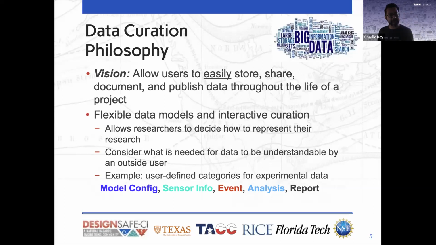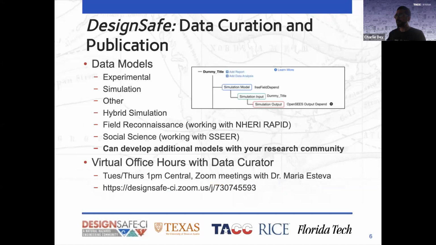And of course, you're going to be categorizing your data as well. The categories are essentially user-defined, but some examples that we have are model configuration, sensor info, events, analysis, reporting data, and so on. So using the data models, we have different data models set up for the experimental, simulation, other and hybrid, field reconnaissance work, and social sciences that are now starting to appear on DesignSafe. And of course, we can also sit down with you and develop additional models for your research community.